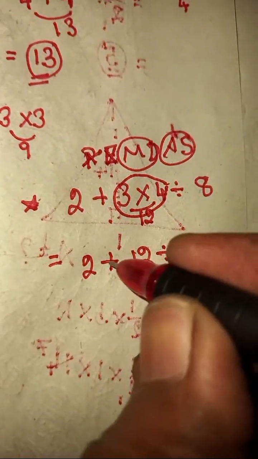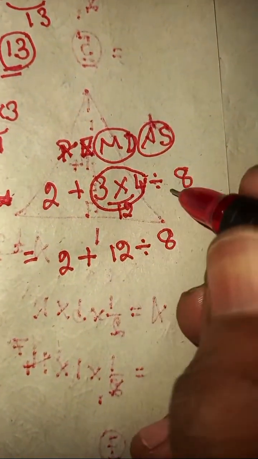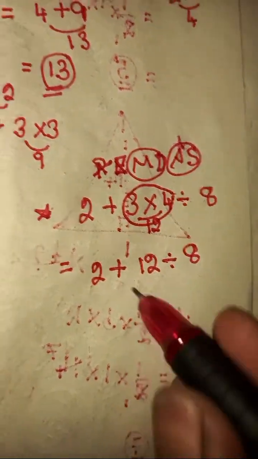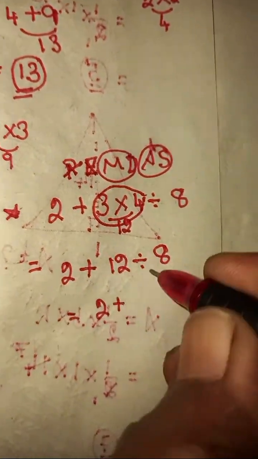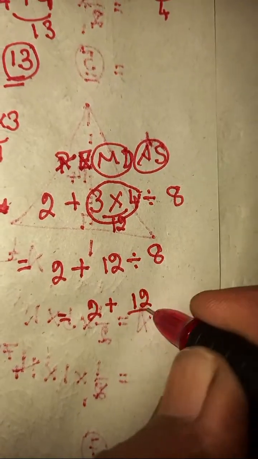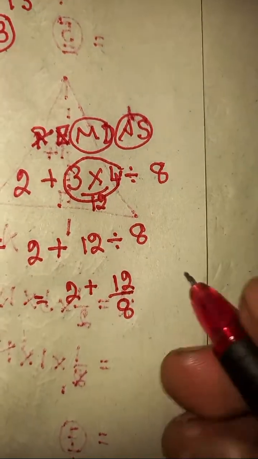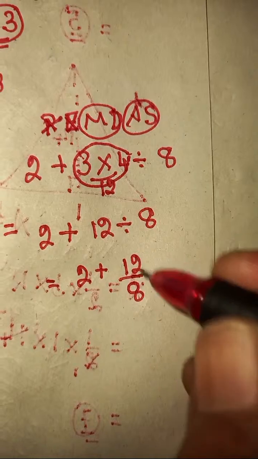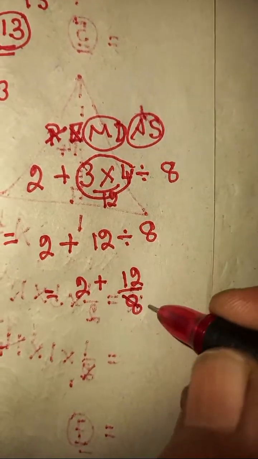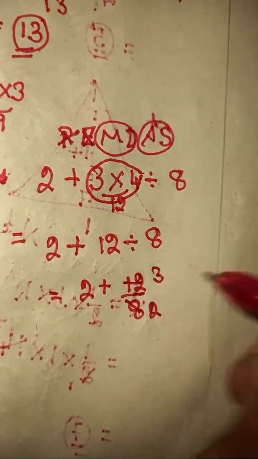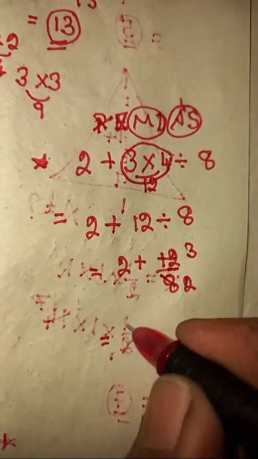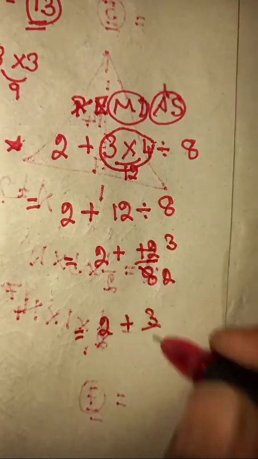That is now adding, and next after multiplying you must do this one, dividing. That is 2 plus 12 by 8. Here you can divide, both are multiplied by 4. You can divide 4 2 times, here 4 3 times. It remains as 2 plus 3 by 2.